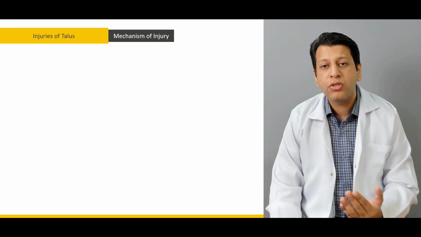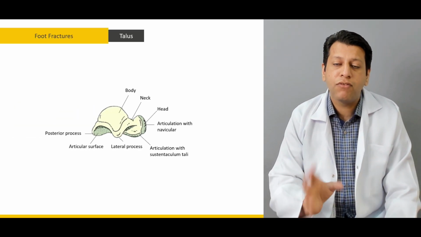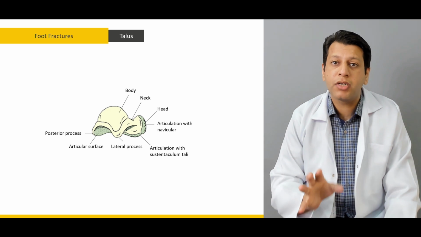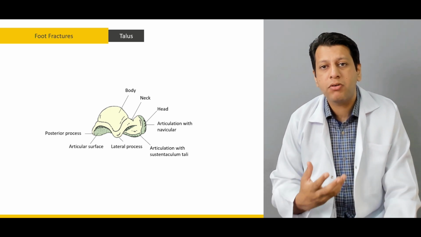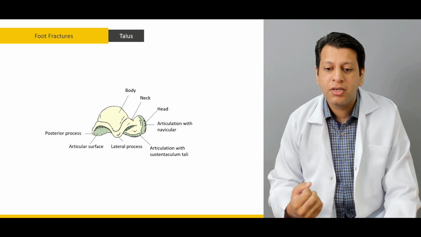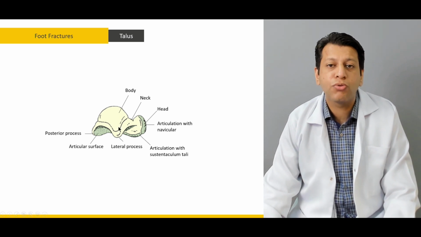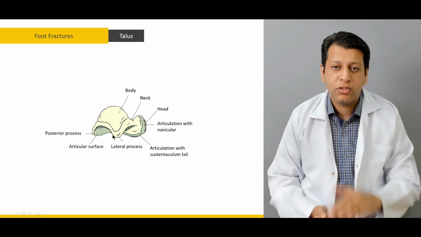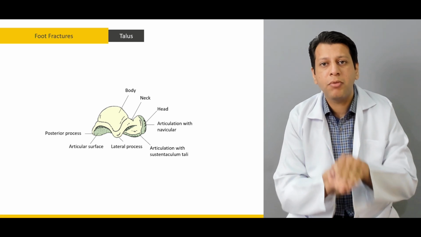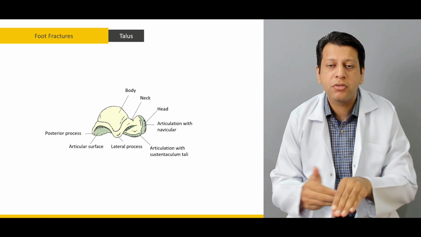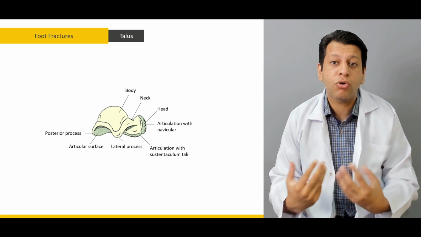Now, before going on to the mechanism of injury, I would just like to briefly tell you about the blood supply. Why we are worried about the talar neck fracture is that the blood supply is such that this area is called the artery to the tarsal canal. Now this is the talus. Now there is a calcaneum in between, and there is a space in between the calcaneum and talus called the tarsal canal.